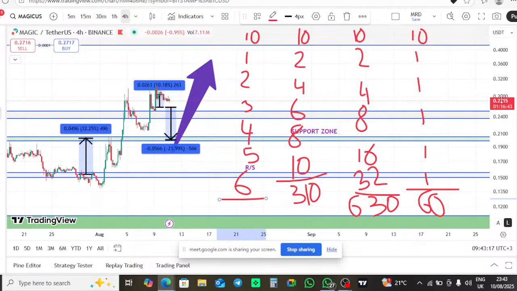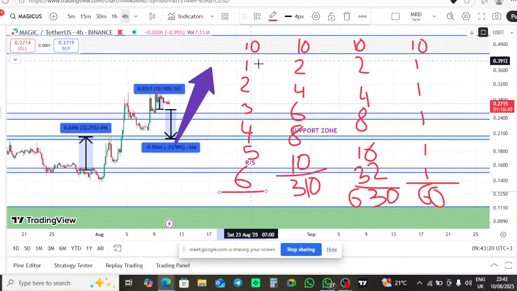Now we are here. This is 10 plus 10, which is now 20. 20 here. 20 plus 20, 40. 40 plus 30, that is 70. 70 plus 40, that is 110. 110 plus 50, that is 160. 160 plus 60, that is 220.